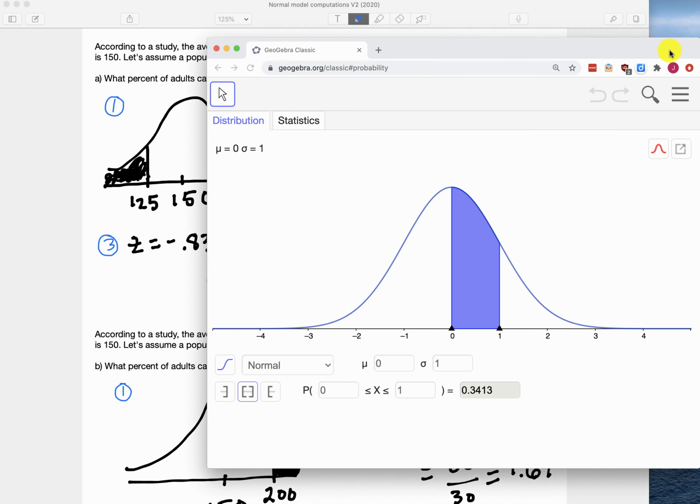So we'll go to GeoGebra and change the shape of our normal distribution. We're going to put mu, the mean, to be 150. And the standard deviation back here was 30. So type in 30, and you can type enter just to lock that in. It'll normally change for you though.